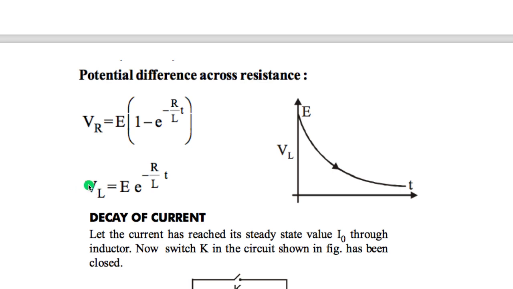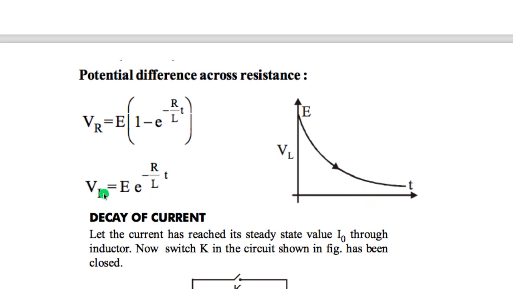And what is the value of potential across the inductor? Across the inductor, the potential is given by VL is equal to E into e to the power minus R by L into T. This is the potential difference across the resistance and inductor. And now the graph of potential across the inductor versus time.